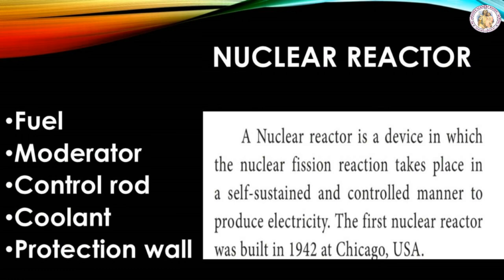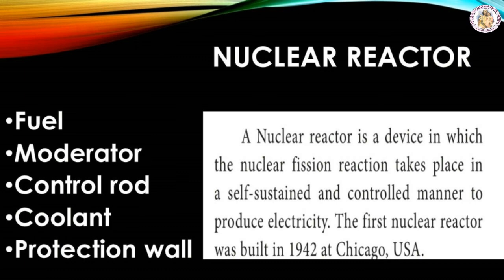Nuclear reactor. A nuclear reactor is a device in which the nuclear fission reaction takes place in a self sustained and controlled manner to produce electricity. So, fission process means the process of splitting a heavier nucleus into two lighter nuclei, that is nuclear fission. Here everything is happening in a controlled manner to produce electricity.